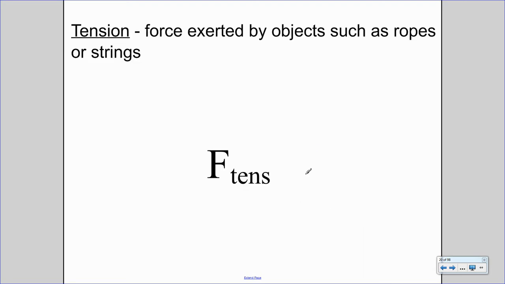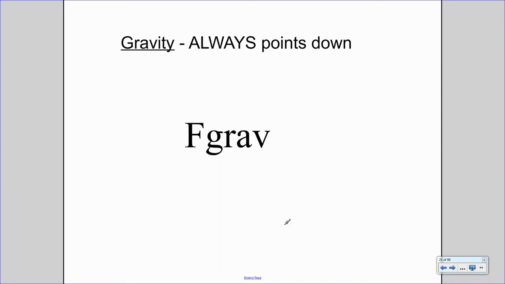Next we have tension. It's normally represented with a capital F, F_T, force tension. That's when we have strings or ropes pulling on an object. They cause a tension in the strings, which pushes or pulls the object. Somebody sitting on a swing is a good example: you have tension in the ropes holding it up. That's a good example of force tension.